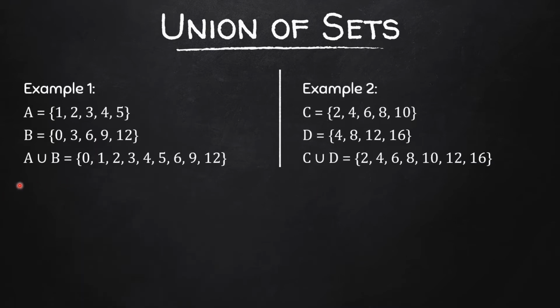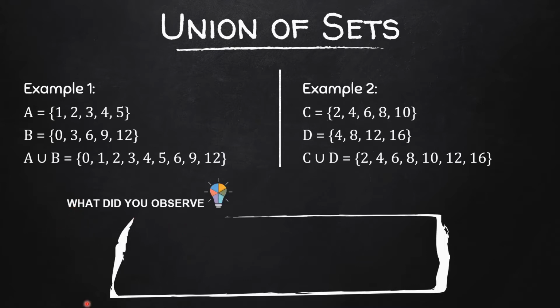Here in example number 1, we have set A and set B, and this is the answer for A union B. We have here in example number 2, set C and set D. And once we get C union D, we will have this answer. Now, with these two examples, what did you observe? I'll give you 10 seconds for that, or you may pause the video to give you more time.